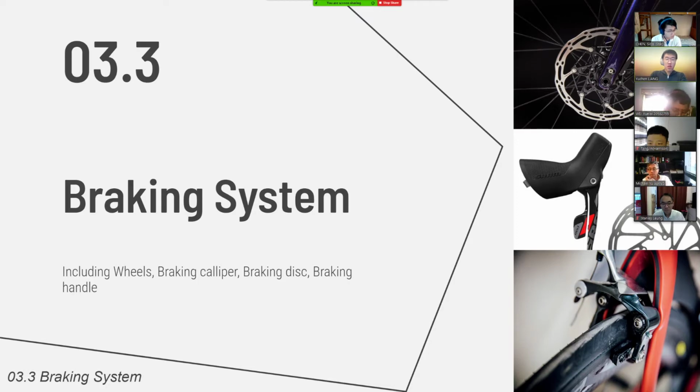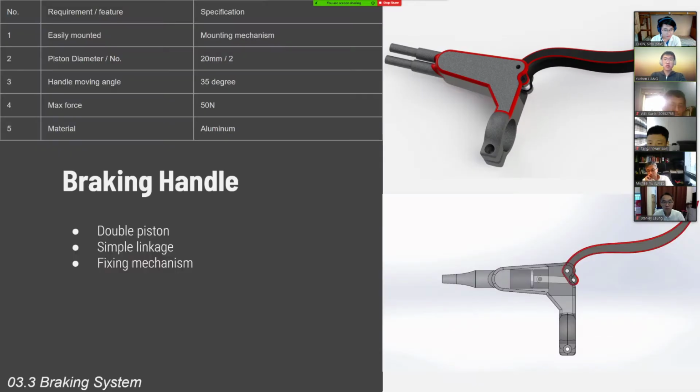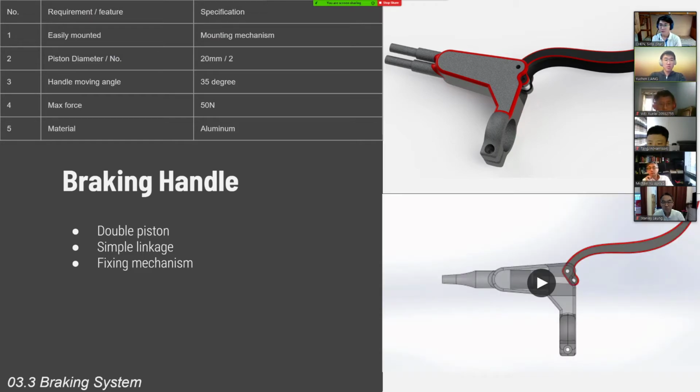In this part, I'm going to talk about the braking system, which includes the wheels, the braking caliper, braking disc, and the braking handle. I'll first talk about the drawings and also the engineering specification of different parts. We are using hydraulic disc brakes for our carts. This page shows the hydraulic brake actuator, or handle. We designed this double piston handle to enable the rider to actuate 2 brakes simultaneously.